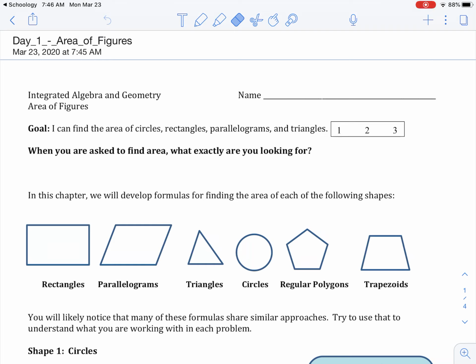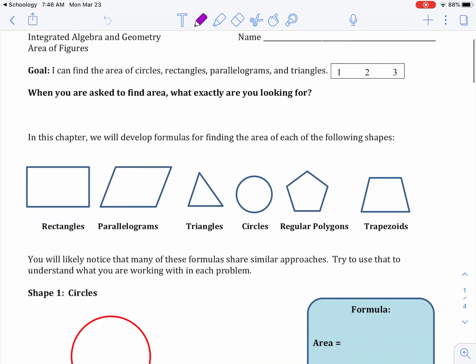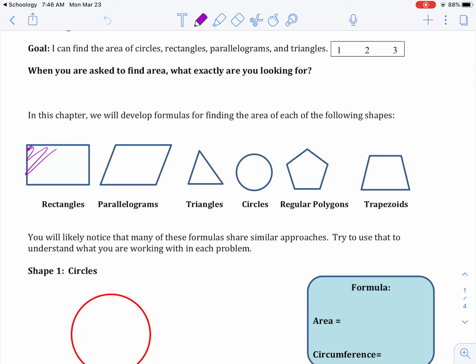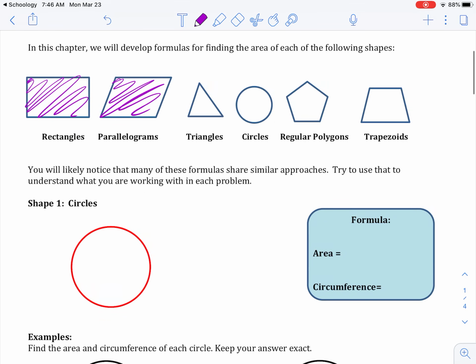So it says, when you're asked to find the area, what exactly are you looking for? If I asked you to find the area of any of the figures below, what am I asking you to do? I'm asking you to find how much space there is on the flat surface. So how much space is this, or how much space is this, and so on and so forth.